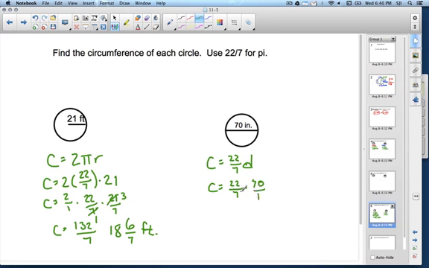Right, you look diagonally to see if there's any diagonal simplification that you can do. 7 and 70 both have the common number 7. So 7 goes into 7 one time, and 7 goes into 70 10 times. Now we just multiply the numerators together. 22 times 10 is 220, and 1 times 1 is 1. So we could also write this as 220 inches. So if you were to walk all the way around the outside edge of this circle, you'd walk 220 inches.